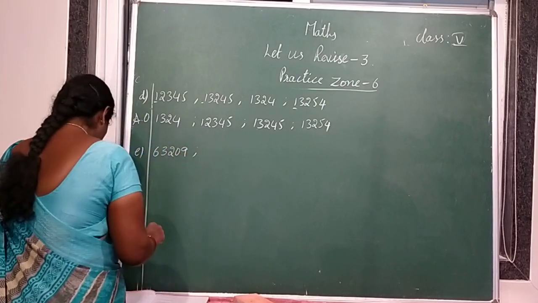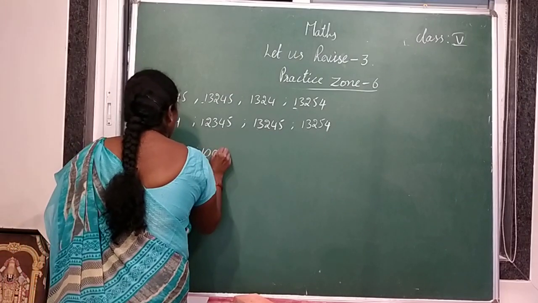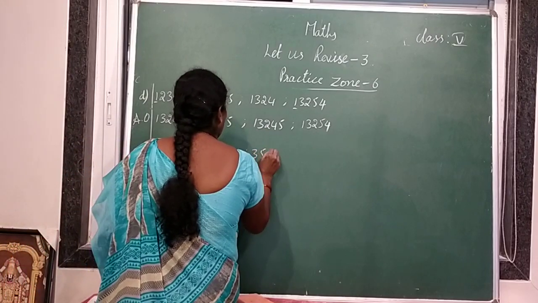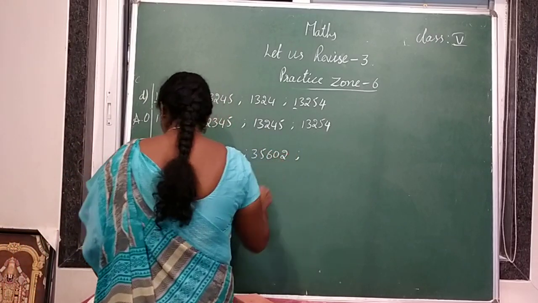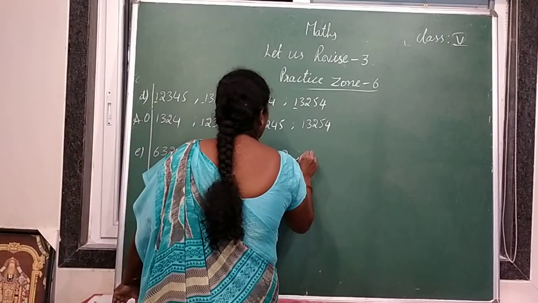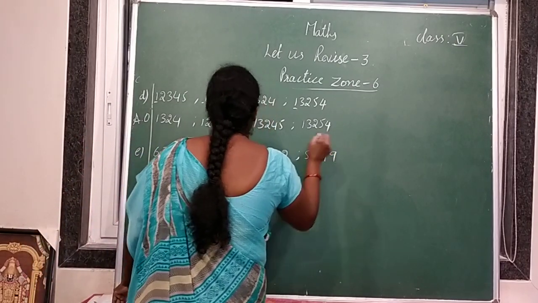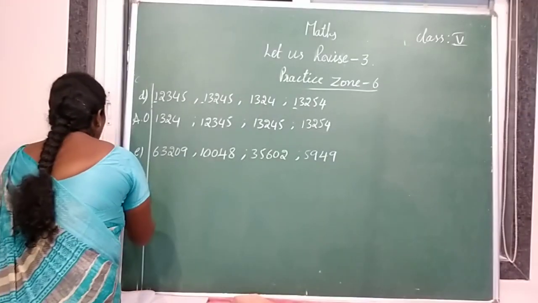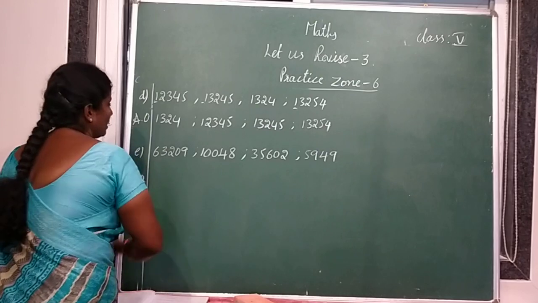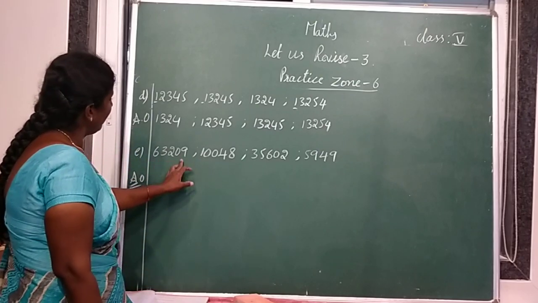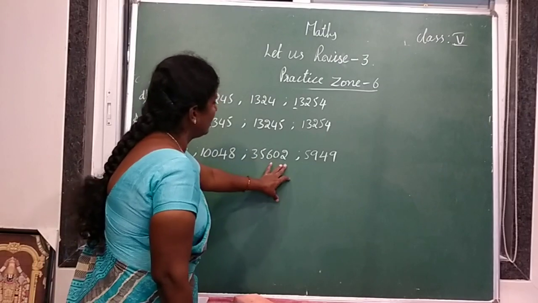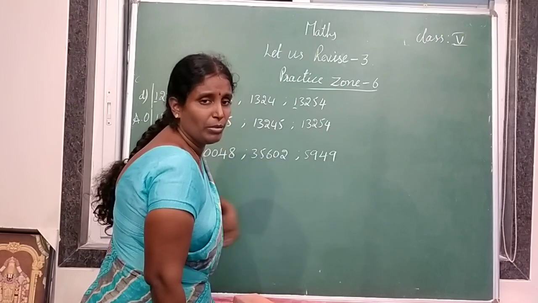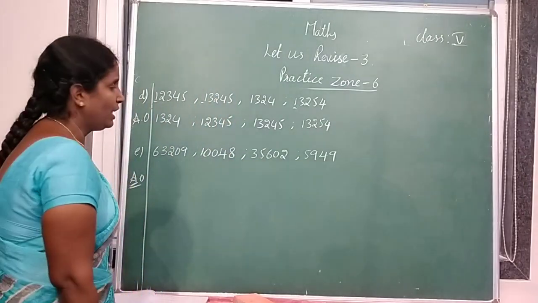63,209, 10,048, 35,602, 5,949. This is the question. Here, which is the smallest number? Count the number of digits. 5 digits, 5 digits, 5 digits, 4 digits. So this is a 4-digit number. A 4-digit number is always less than a 5-digit number.